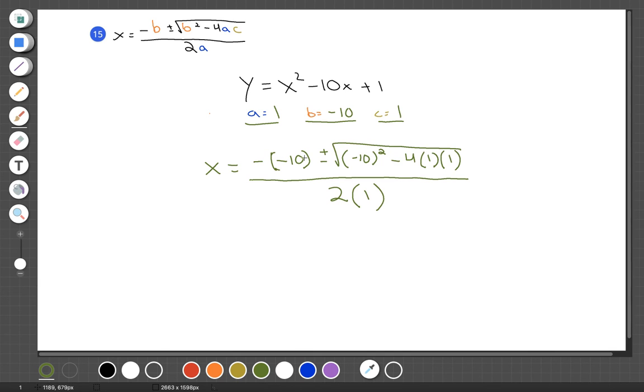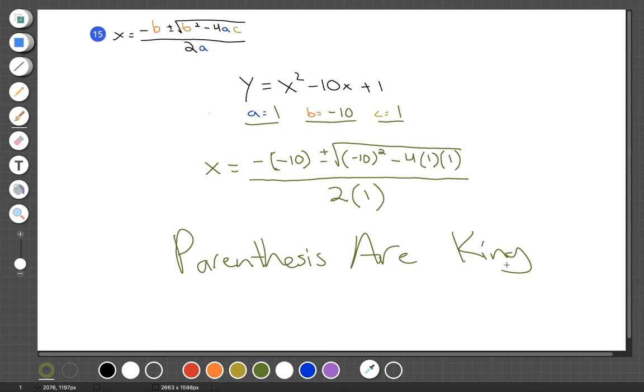Make sure you don't make mistakes with the negatives, with the parentheses. It is super important. Parentheses are king. Okay, parentheses are king. I'm going to write it. Parentheses are king when it comes to the quadratic formula. You have to make sure you use them correctly or it's going to mess everything up.